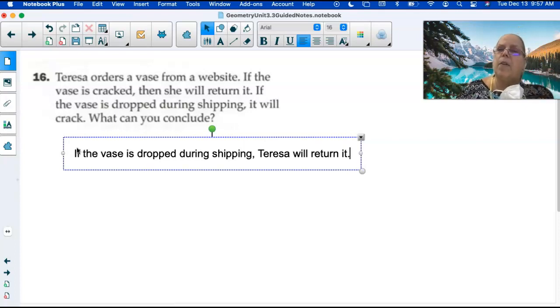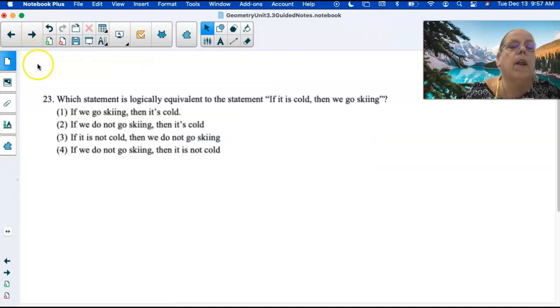This is something similar to something called the transitive property, which if I didn't already talk about it, we will. Okay, because it kind of transfers the equality. Okay, if the vase is dropped during shipping, Teresa will return it. Okay, let's go to the next one.